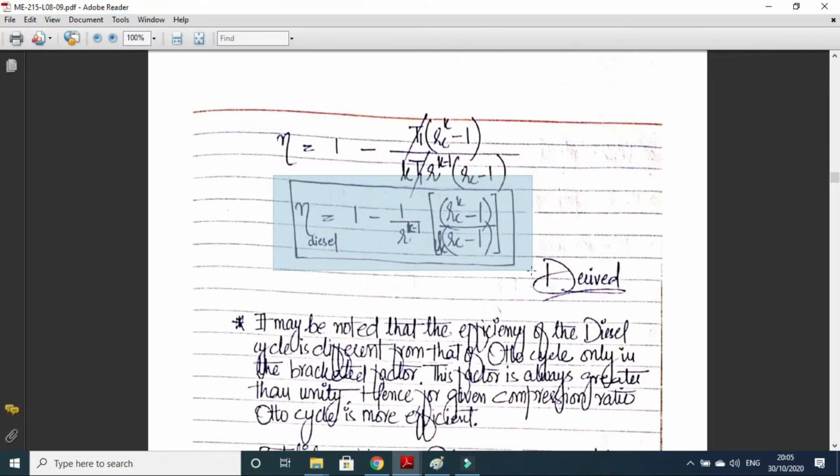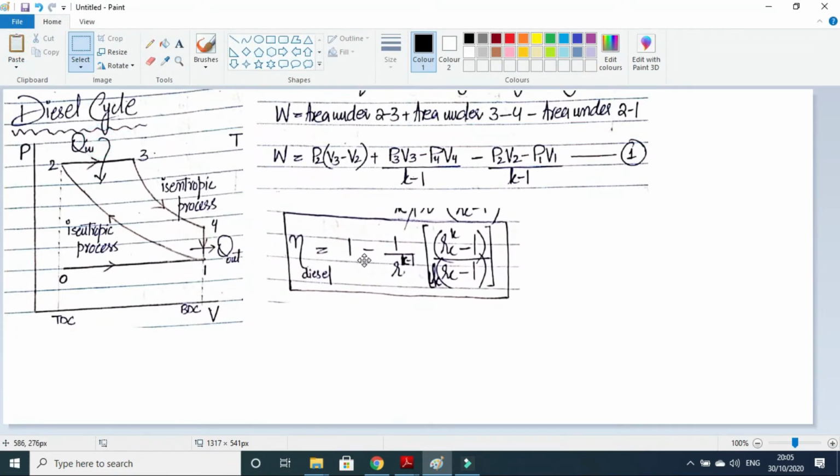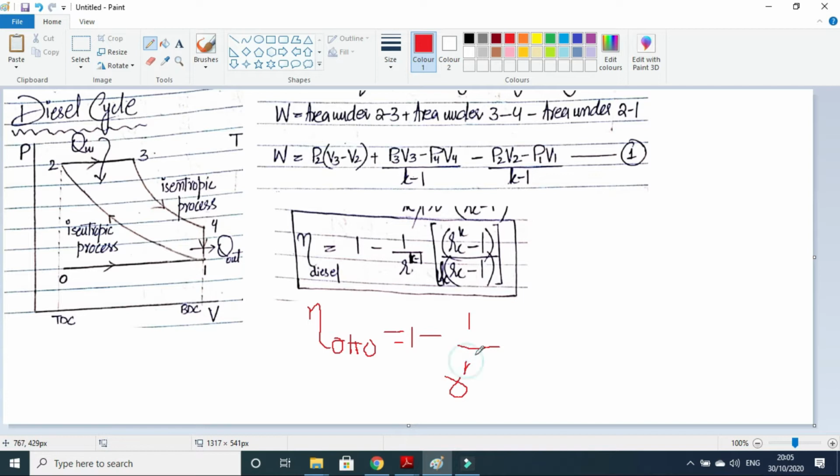So if you remember, the efficiency formula for the Otto cycle was 1 minus 1 upon r to the power k minus 1. So this formula is different by only this parameter. So 1 minus 1 upon r to the power k minus 1 is multiplied with this factor. We can call it factor a, let's suppose.